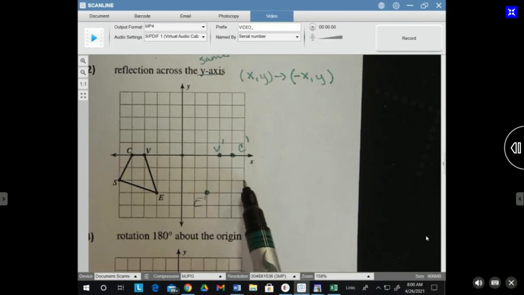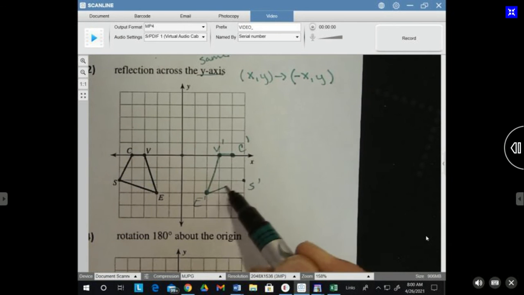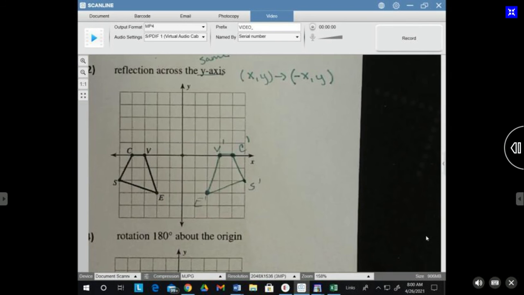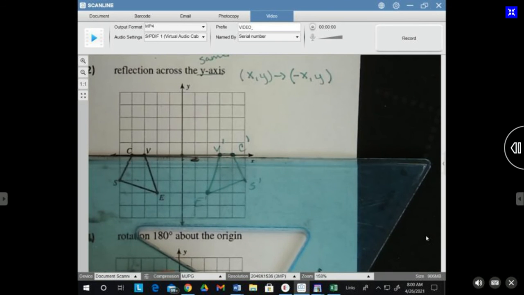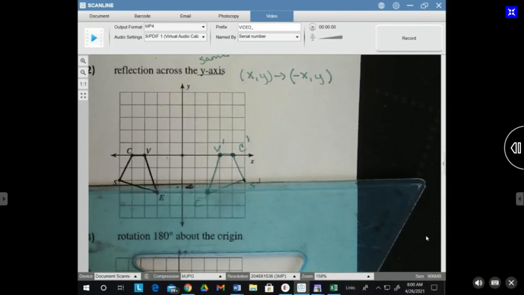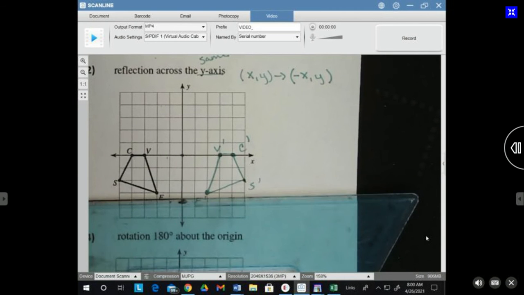And notice, guys, every point, let me get a ruler here. Every point went directly across. Y stays the same, so it doesn't go up, it doesn't go down. Every point went directly across from itself, right?